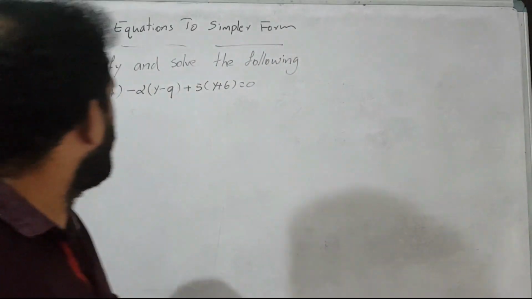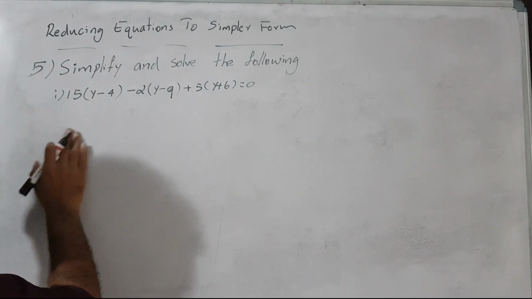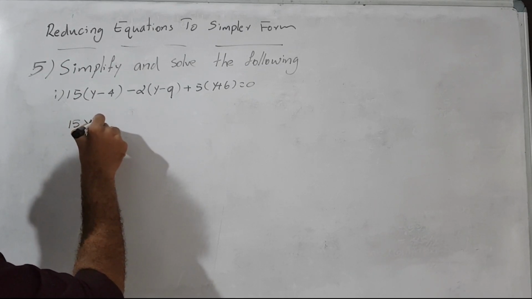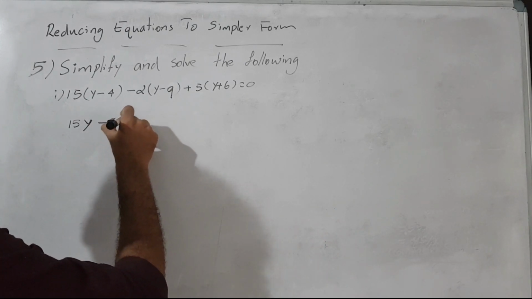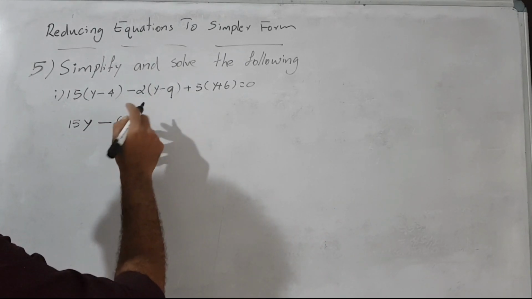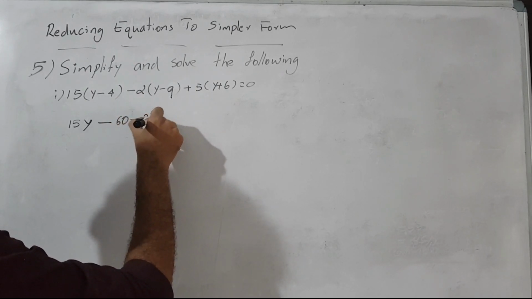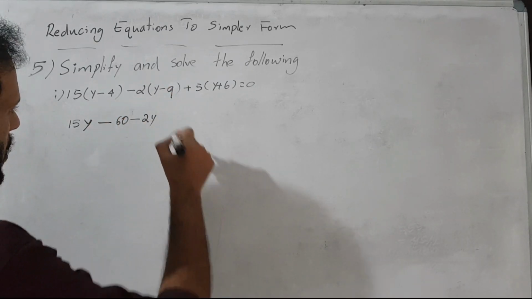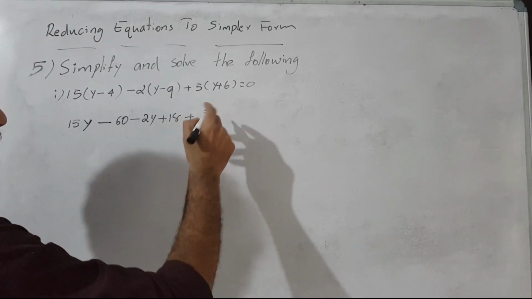It's an easy one. Then how do we do it? First we expand the bracket. Okay, expand the bracket. 15 into y. 15 into y is 15y. Okay, 15y minus 15 into 4 is 60. Minus 2 into y, minus 2, not only 2, minus 2 into y, minus 2y. Minus 2 into minus 9, what is minus 2 into minus 9? It is plus 18. Plus 5 into y, 5y.